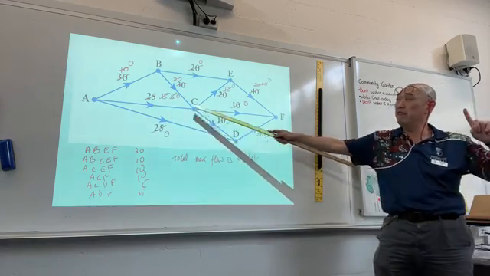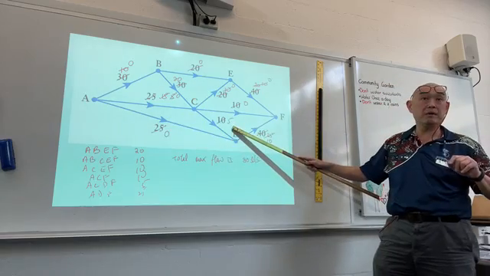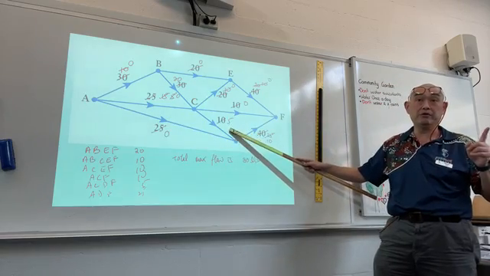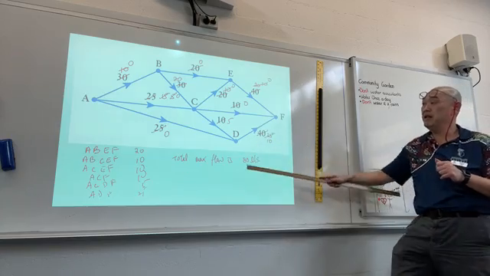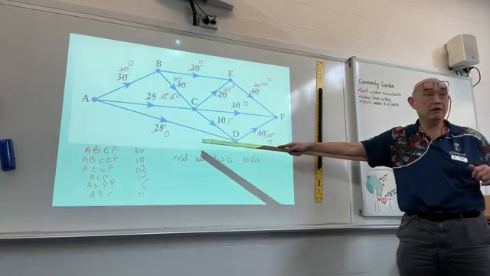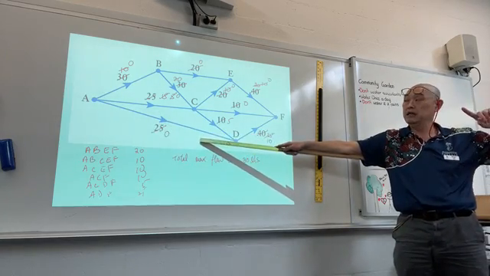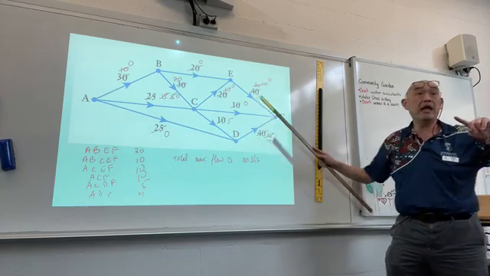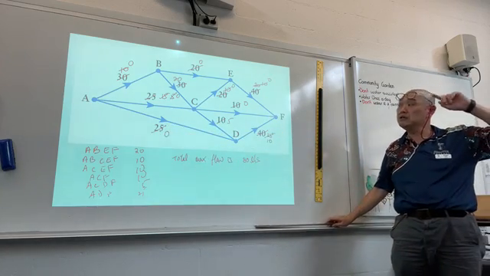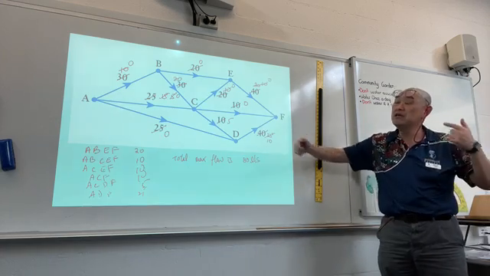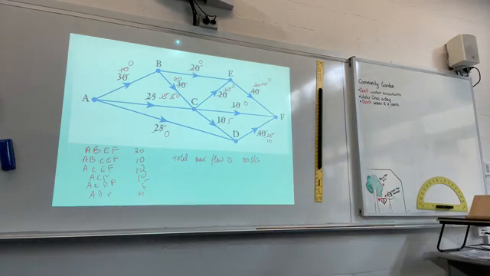You upgrade AC to 30, that maximum is only 5 there. So you can't do that. Whereas if you upgrade AD, you've got a spare capacity of 10. That would be 35. So therefore that's 10, and you can use this capacity. All right. So this is the logical thinking that you have to have in terms of looking at what's the downstream and what's the upstream.